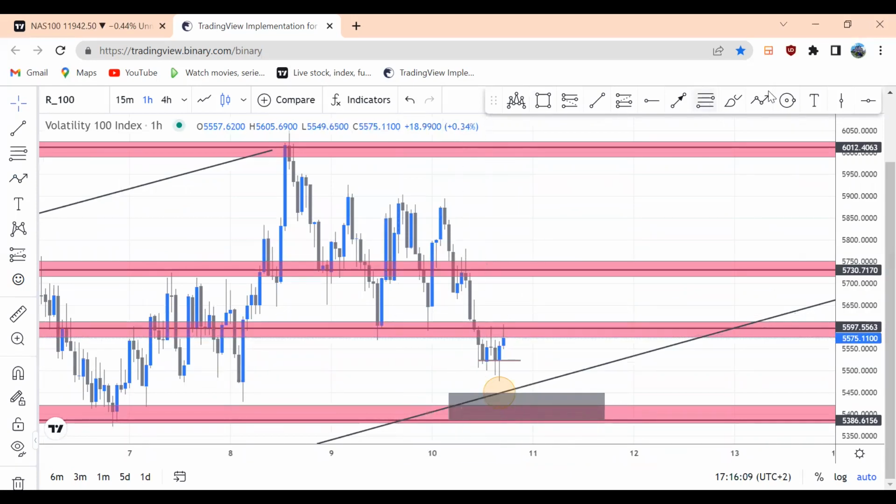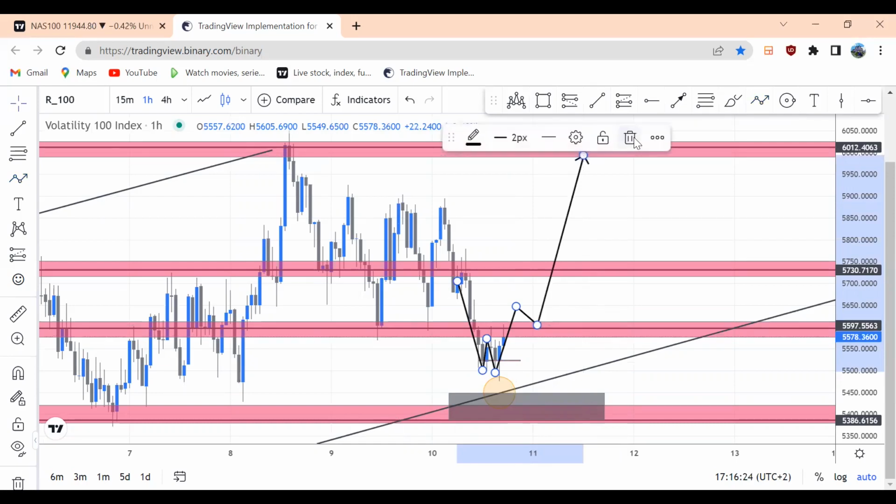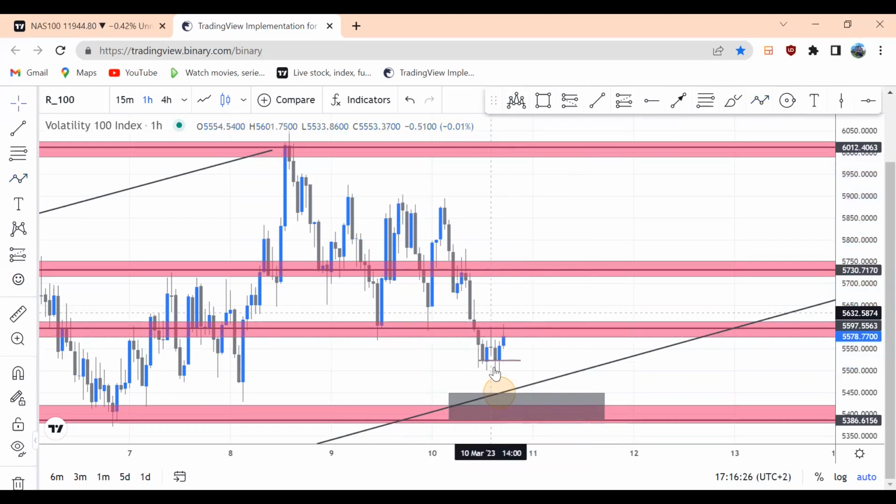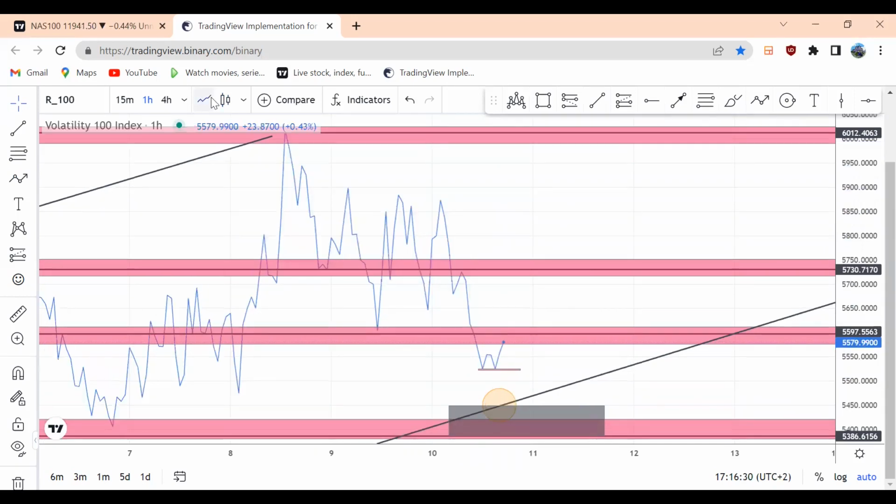Many will say this is a double or a TCR formation. If you are confused about what a TCR formation is, I suggest you go to the previous video that we uploaded, and you will understand. Many will argue that this is a TCR formation because if you go to the line chart, we can see it creating a W formation.